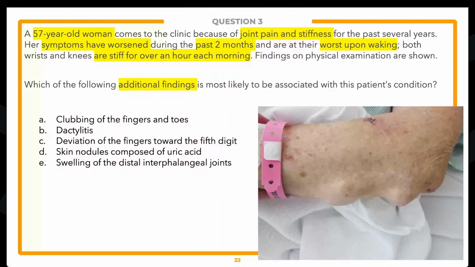All right. So we have 5 options again, just like the usual. I like to start with E and make my way to the top. So option choice E is swelling of the distal interphalangeal joints. Option choice D, skin nodules composed of uric acid. Option choice C, deviation of fingers towards the 5th digit. Option choice B, dactylitis. Option choice A, clubbing of the fingers and toes.